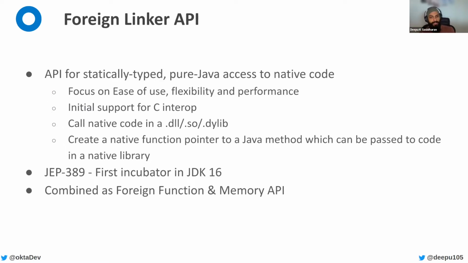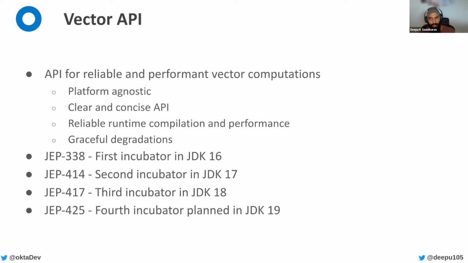Initial support for C interop, ability to call native code in DLL, .so or dylibs. Create native function pointer to Java method, which can be passed to code in a native library. So the overall goals also include passing foreign functions two-way. As I mentioned, first incubated in JDK 16 and then combined into the foreign function and memory API in JDK 17. We also have the vector API.